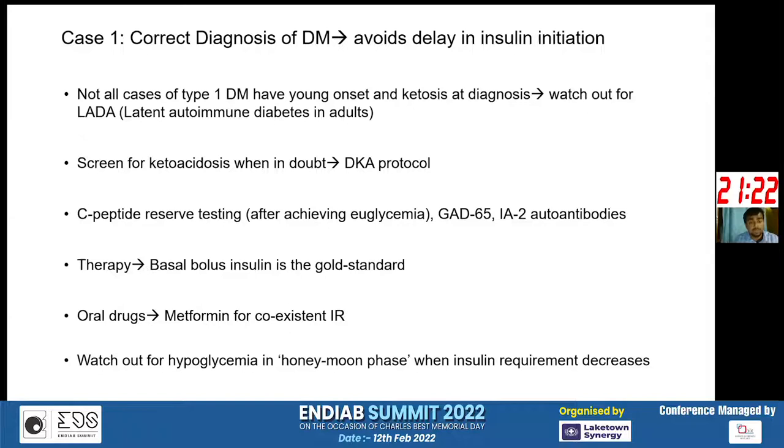So basal bolus insulin is mainly the gold standard in type 1 diabetes, and that has to be instituted from early on. And metformin can be considered if there is coexistent insulin resistance. Another thing that is very important is that we have to watch out for hypoglycemia in the honeymoon phase of type 1 diabetes when the insulin requirement decreases. So these are the take-home messages from this case, and we have to keep that in mind.